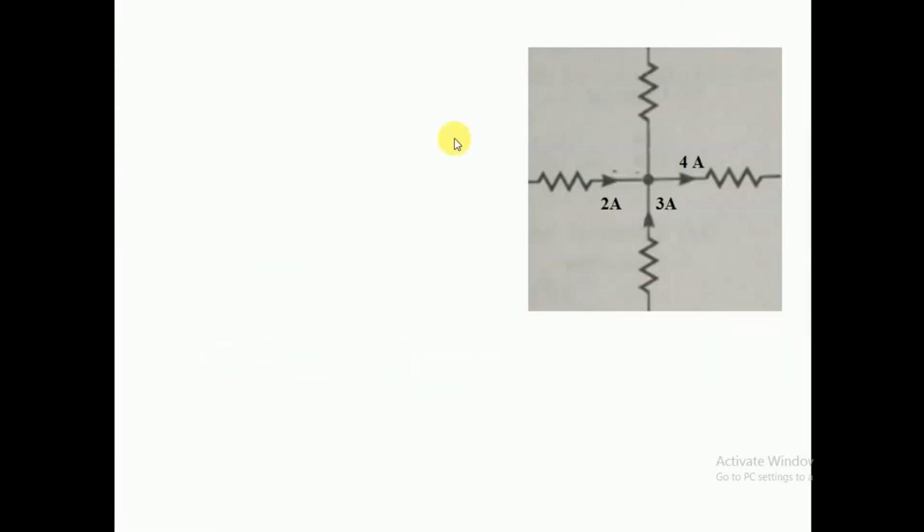Now let us solve one question on the junction rule. As you can see in the diagram, 2 ampere and 3 ampere are entering the junction and 4 ampere is leaving. You have to find the current in this branch. I'll assume that current I is entering through this branch. I can use the rule: 2 plus 3 plus I, the sum of all the currents entering, is equal to the sum of currents leaving. I have only 4 ampere leaving, so I can write this equal to 4.